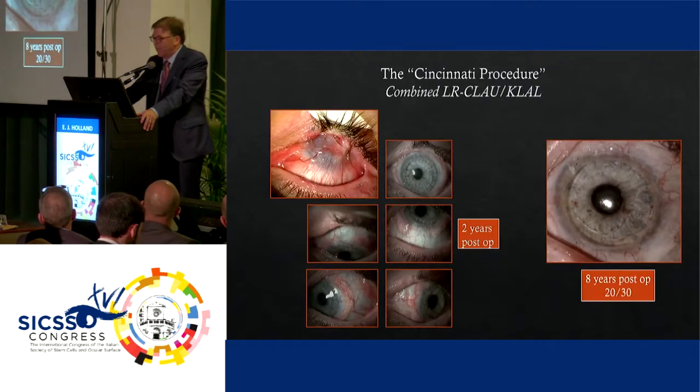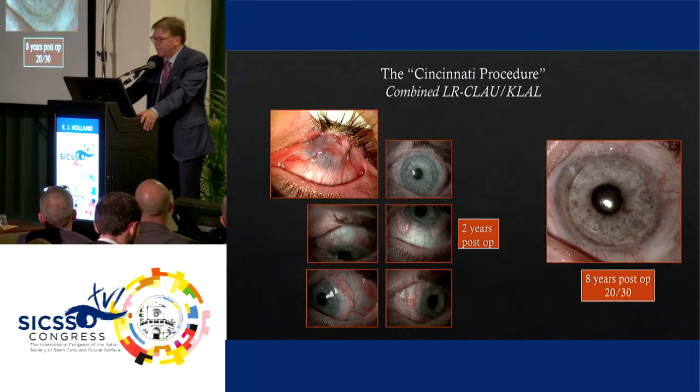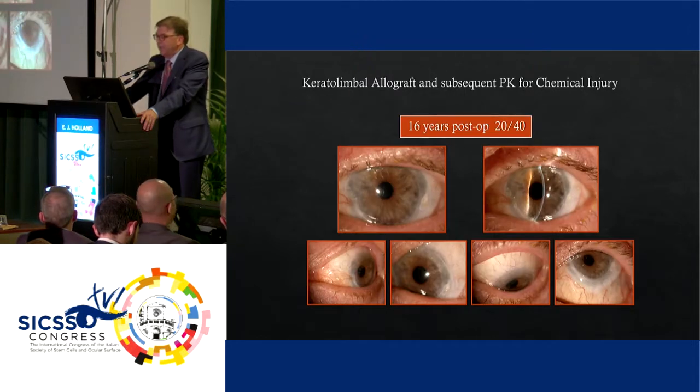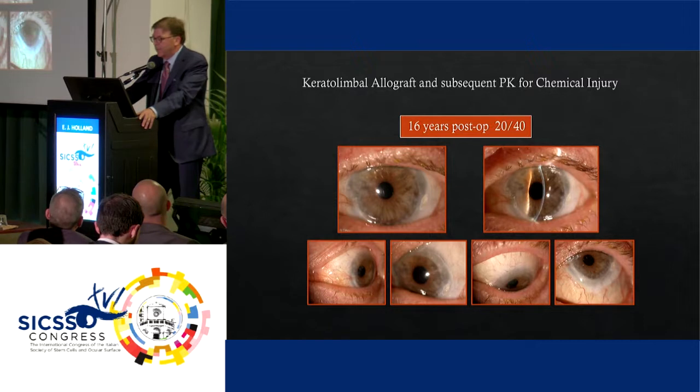And this is a gentleman with a severe Roman candle injury. You can see photos at 2 years out and now here at 8 years out with 20/30 vision after the Cincinnati procedure. And then finally, a patient who had our first keratolimbal allograft that we did at CEI. He's 16 years out. You can see the keratolimbal tissue has faded a little bit. He's had a subsequent penetrating keratoplasty and 20/40 vision at 16 years.